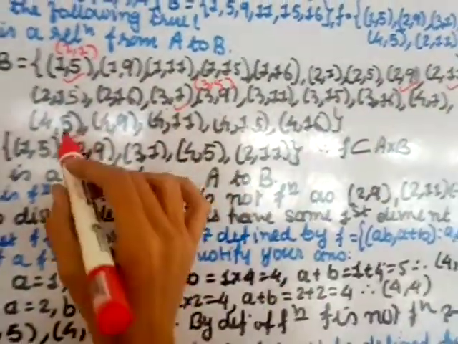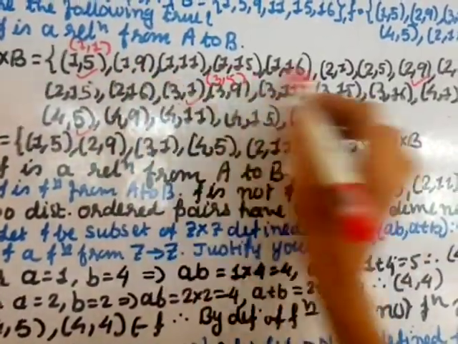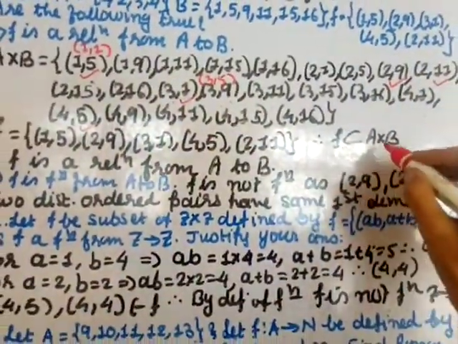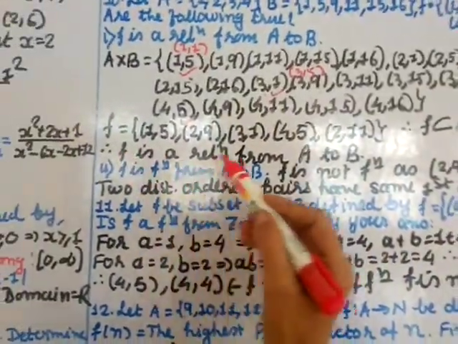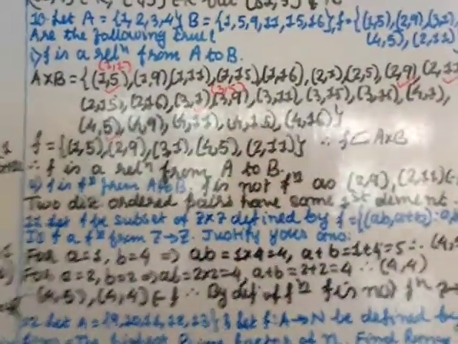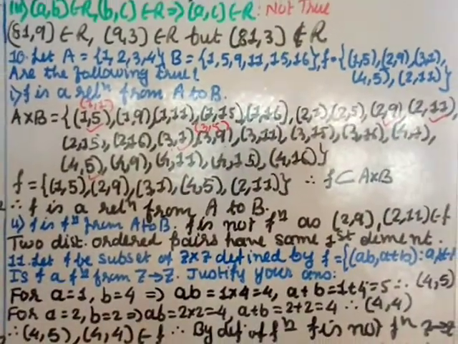So we can see that all these elements are part of A cross B, that is F is a subset of A cross B. Therefore, by definition of relation, we can say that F is a relation from A to B. So that is the solution for question number 10.